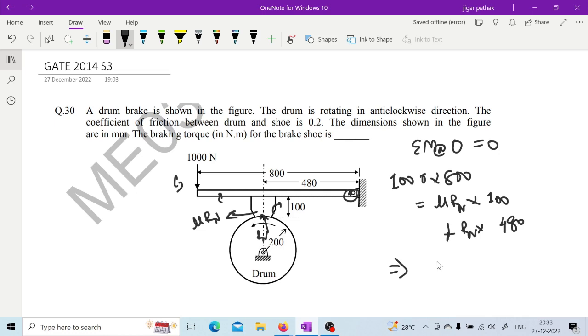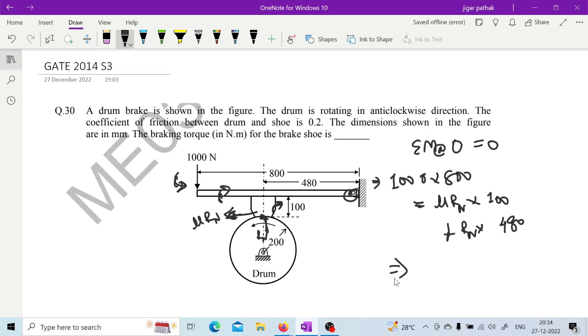So mu Rn into 100 with minus, no, sir? No, mu Rn into 100 is also plus, because I have changed the direction, meaning I have taken both forces on the opposite side of this anticlockwise moment. So I have equated this anticlockwise moment to both these clockwise moments. Are you getting this? Hello? No sir, mu Rn and 1000 will cause moment in anticlockwise, no sir? No, this mu Rn is causing clockwise, no? It is in this direction. So it is causing clockwise, this 1000 is causing anticlockwise. Okay, sir. Again, this Rn is causing clockwise. So I have equated anticlockwise to clockwise.